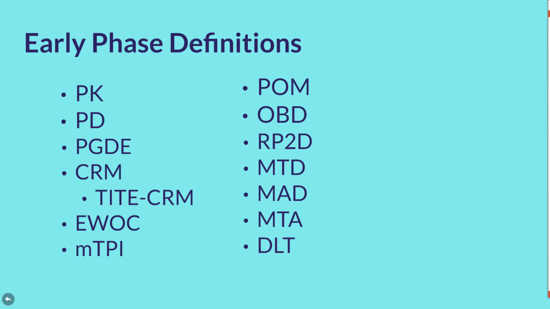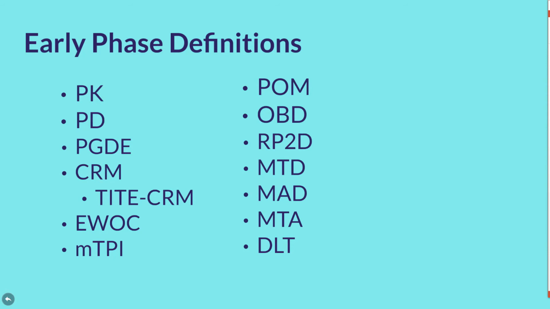When you see the little M here in MTPI, the little m stands for modified, as it does for modified intention to treat. Here it stands for modified toxicity probability interval. So an MTPI is looking at a toxicity probability interval. That is, what is the likelihood that you would reach toxicity at the next time period?